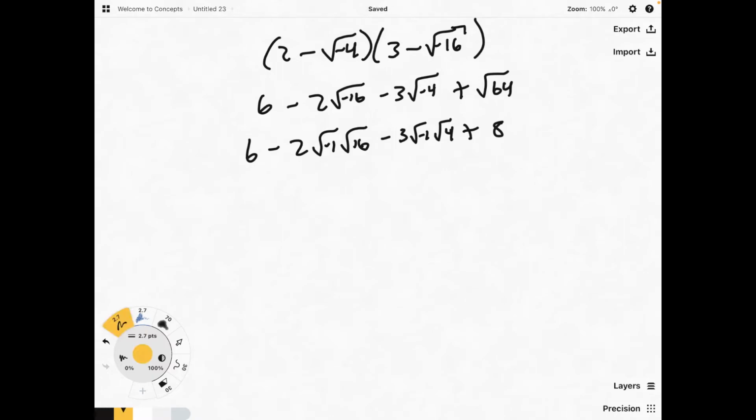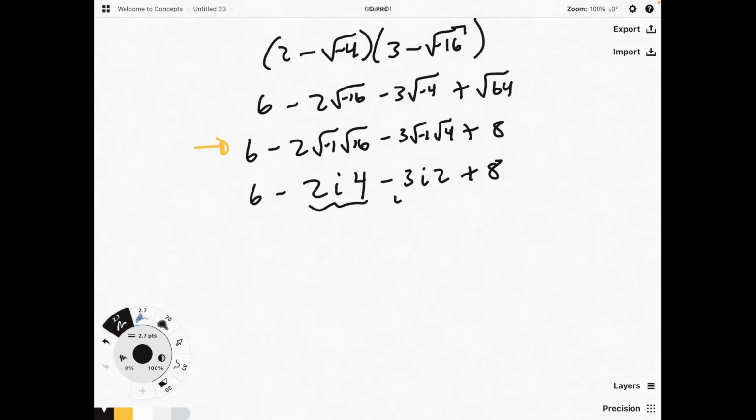And as you notice here, I like to separate out the -1 from the 16, so I know exactly what I need to do, and we're not skipping any steps. From here, we get 6 minus 2, the square root of -1 from our rule is i, square root of 16 is 4, minus 3, square root of -1, i, square root of 4, 2, plus 8. Now we need to further simplify this down, both of these. So we get 6 minus 2 times 4 is 8i, minus 2 times 3 is 6i, plus 8.